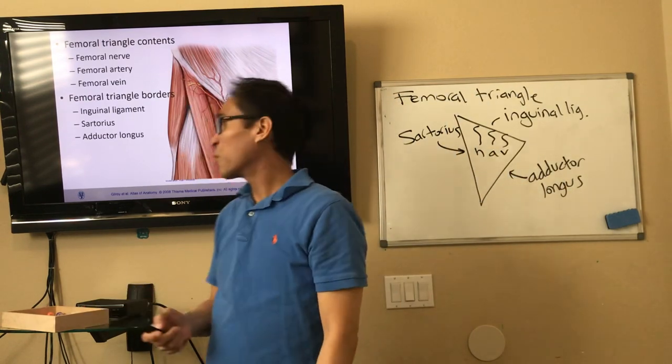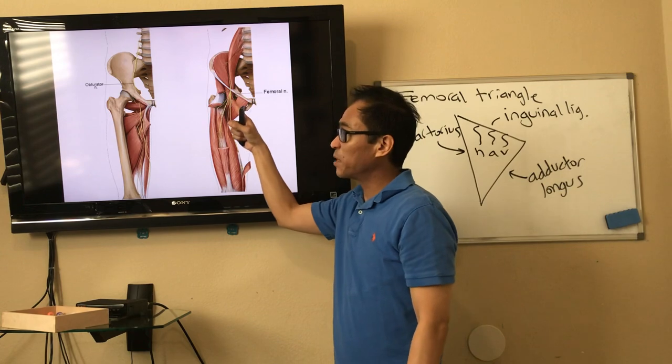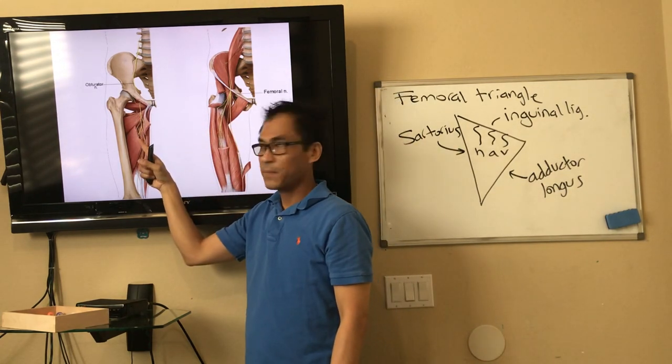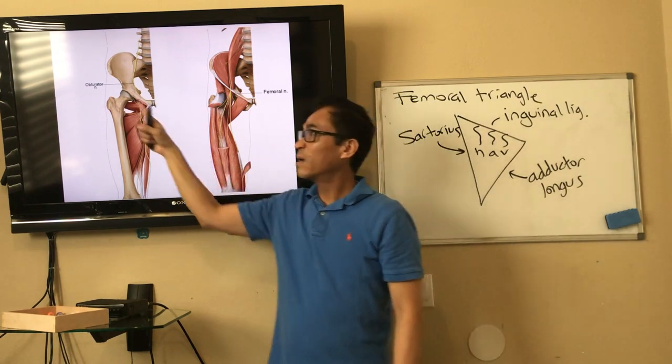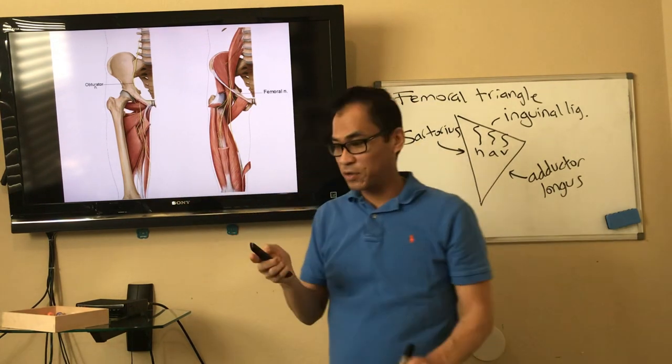Here's a picture of a couple of nerves. There's the femoral nerve that I just mentioned. There's the obturator nerve innervating the medial thigh. Let's remember, the femoral nerve, anterior thigh; obturator nerve, medial thigh. So here's a picture of the nerves.